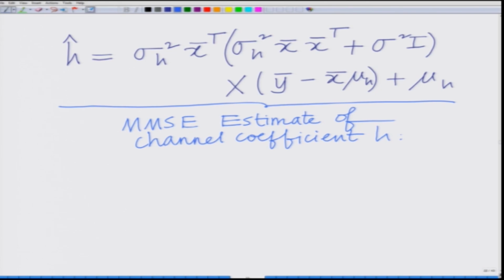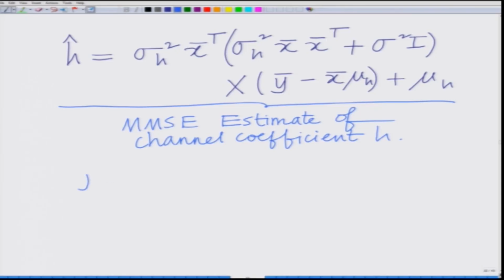Now, what we are going to do is simplify this expression to obtain an expression which is much simpler to analyze and to derive insights from. Okay. So, we are going to simplify this expression. Now, realize, similar to the wireless sensor network scenario, we can start with sigma h square x bar transpose x bar transpose plus sigma square x bar transpose.